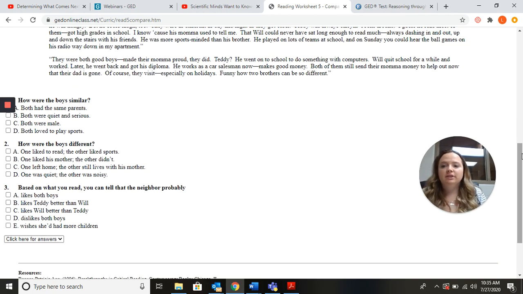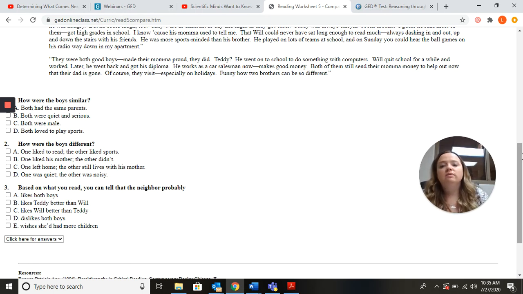So how were the boys different? One liked to read and the other liked sports. Well, that's true. One liked his mother and the other didn't. I don't think that's true. There was no discussion about family troubles or his mother being disappointed in him for dropping out of school or anything. Especially since in the second paragraph it says they made their mama proud.